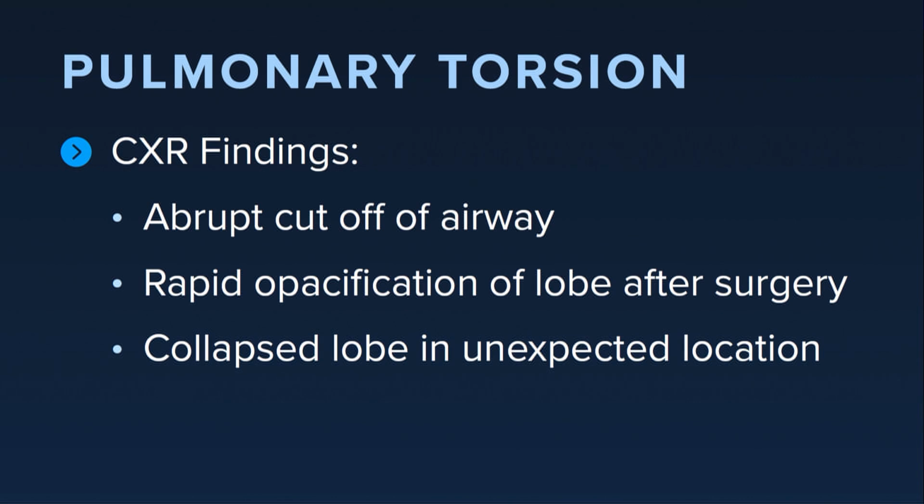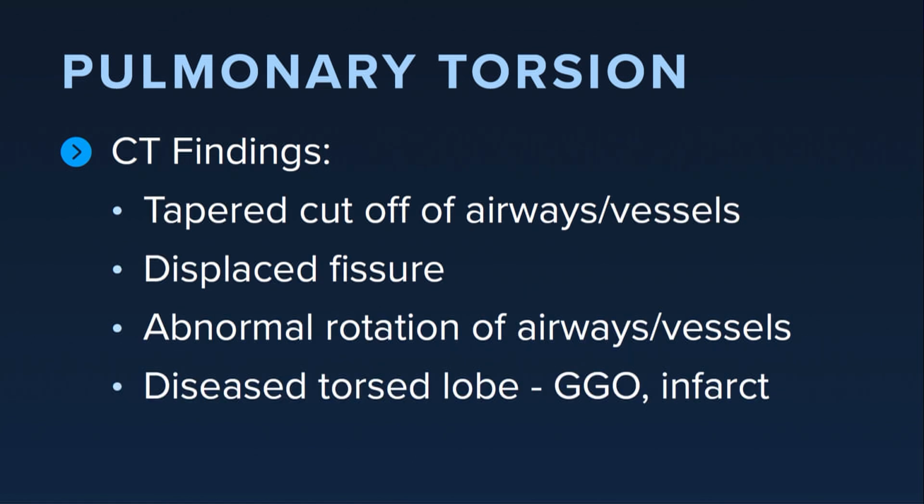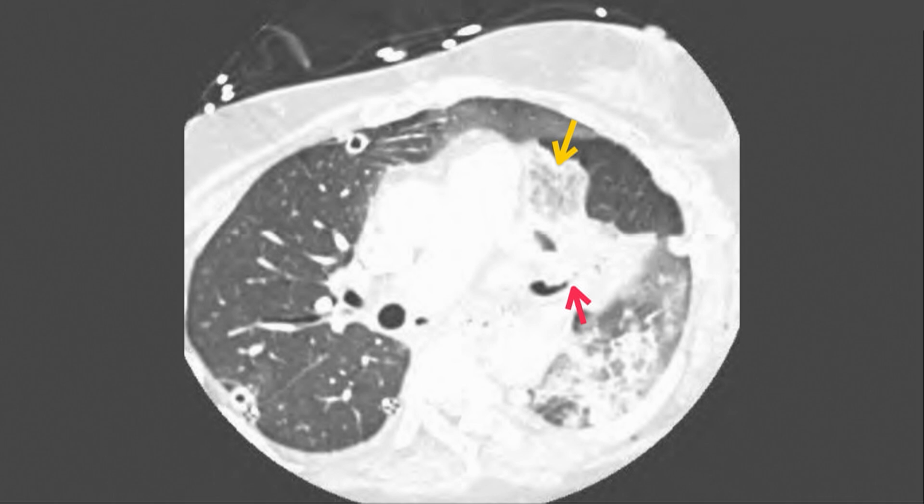Now, that case illustrated most of the findings that we associate with torsion on X-ray. So you can see abrupt cutoff of an airway, opacification of a portion of lung after surgery, collapsed lobe in an unexpected location, tapering of the airways or vessels on CT, displacement of the fissures, the rotation of the airways and vessels, and the torsed lobe will often have ground glass opacities or even infarct.